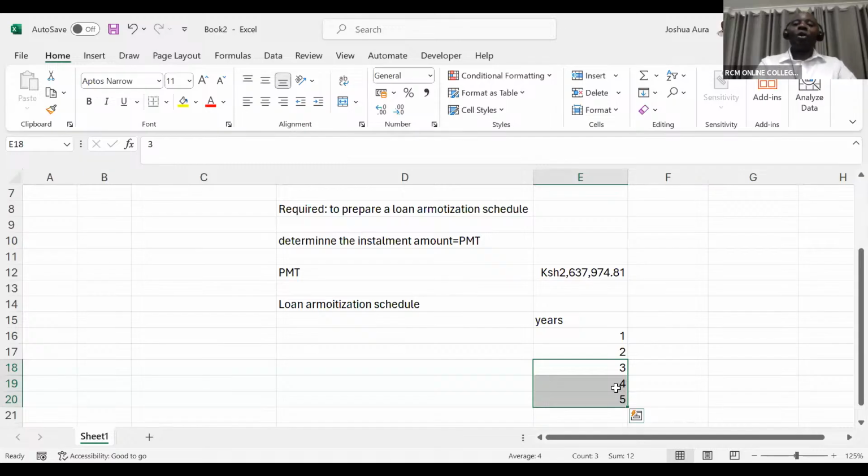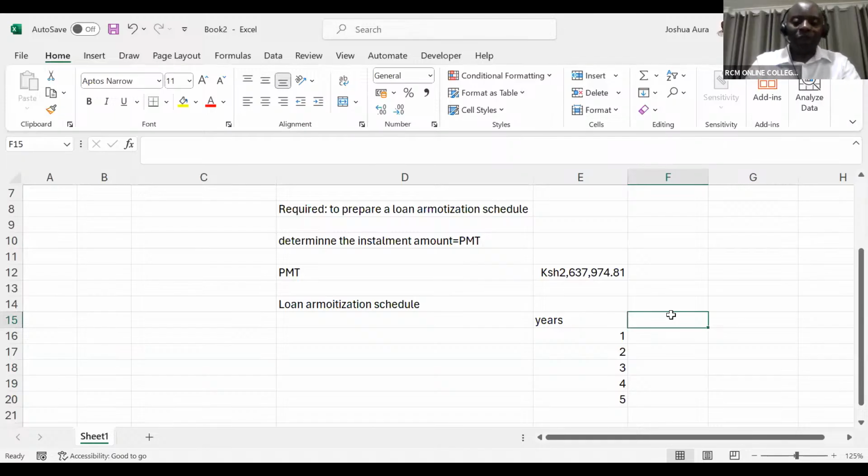Okay. So then what do you think, ladies and gentlemen, will be the first column title here after the years? What do you think will be the next column title? I bring on board the loan. So opening balance.